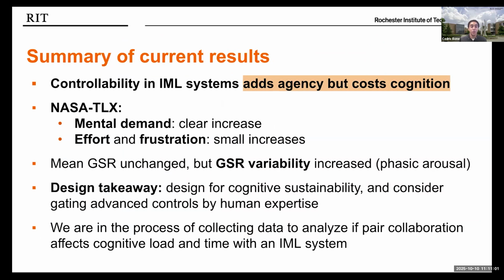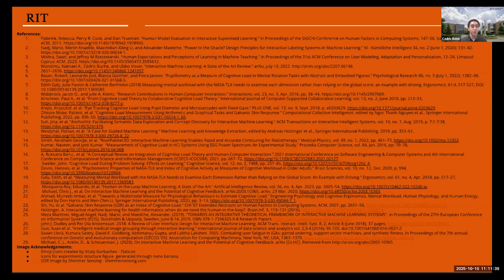So, in summary, controllability in IML systems adds agency, but it costs cognition. For the NASA TLX survey, mental demand had the clearest increase, and effort and frustration also increased, but less so. Mean GSR was unchanged, but GSR variability increased, so that's more phasic arousal. Design takeaways: we want to design for cognitive sustainability and consider gating advanced controls by human expertise. We're also in the process of collecting additional data with pair collaboration, and the preliminary results there are quite promising. It seems that doing this task in pairs does not significantly increase the annotation time or the perceived cognitive load. So these are my references.